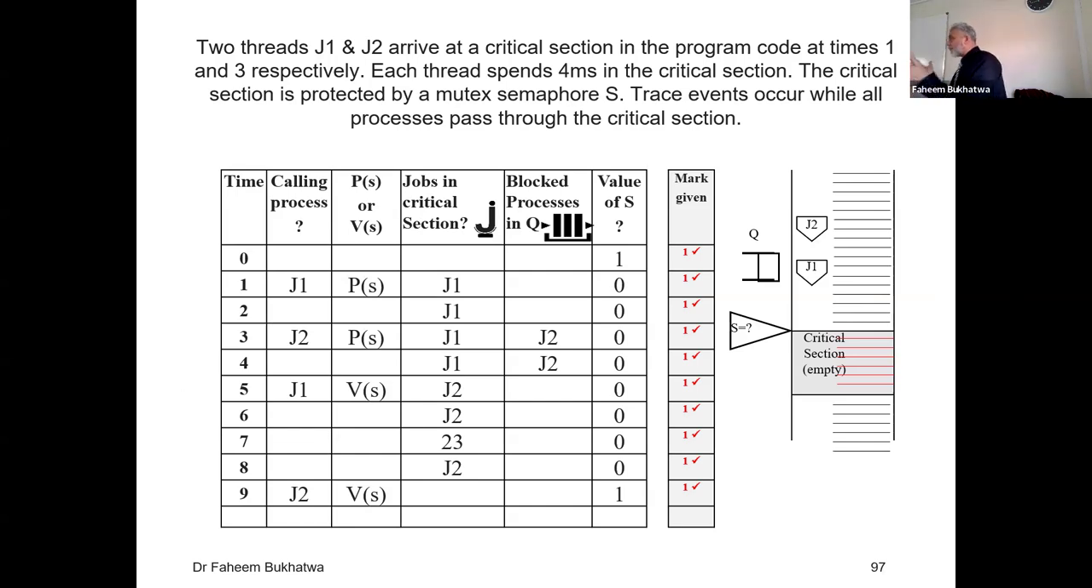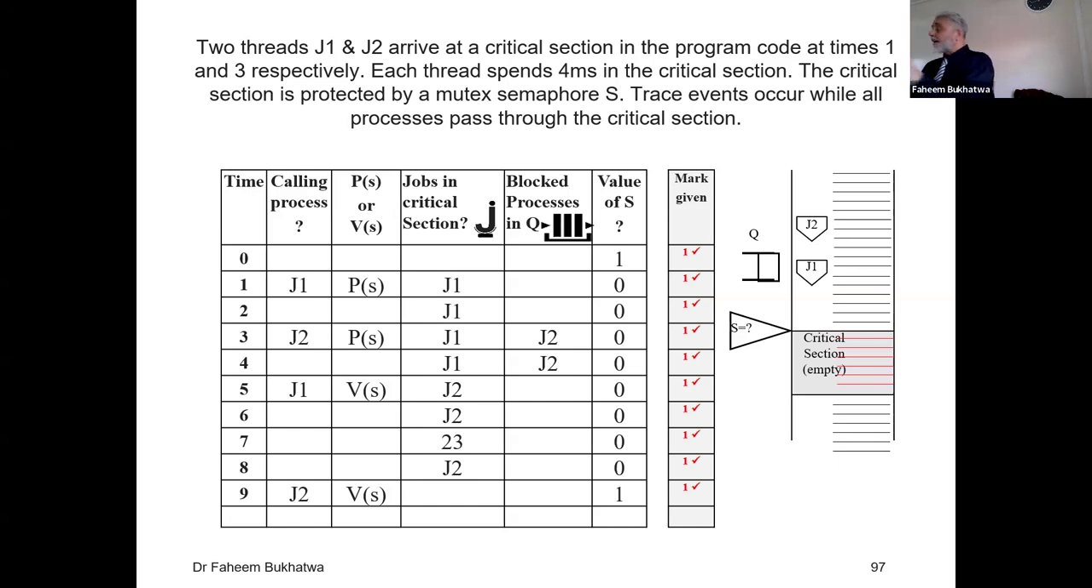Whatever the maximum number. So let's see if the question here specifies. It says the critical section is protected by a mutex semaphore. The word mutex semaphore or binary semaphore, it's just a semaphore, but it only allows 1 user, the maximum. So you need to know that. Mutex comes from the words mutual exclusion, critical section. That means only 1 user.